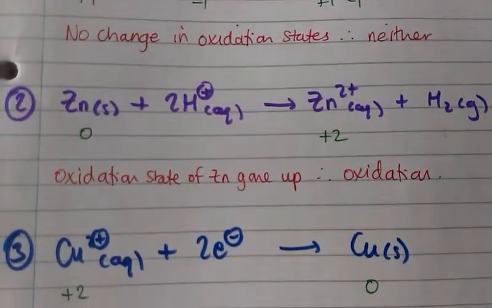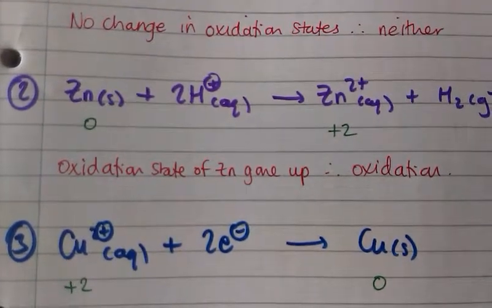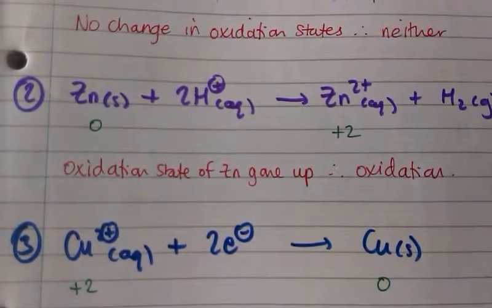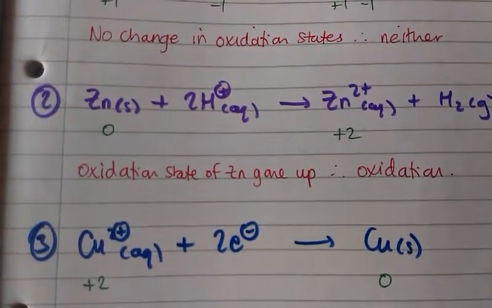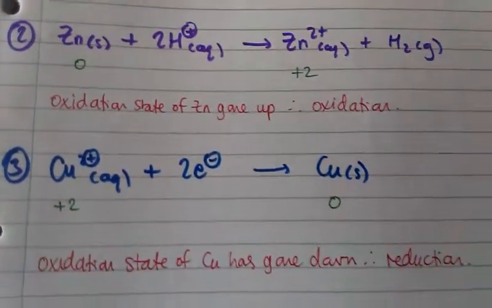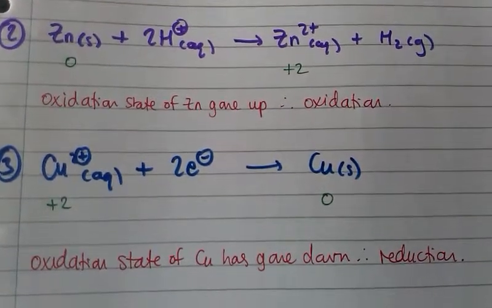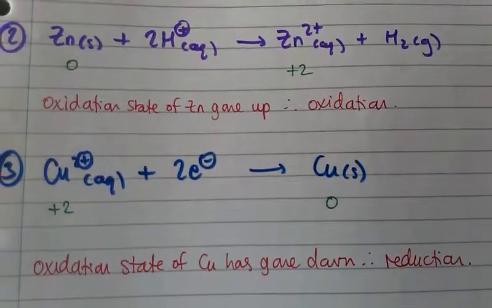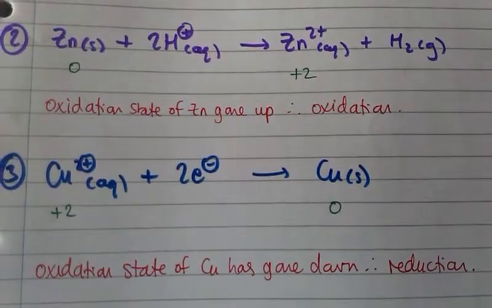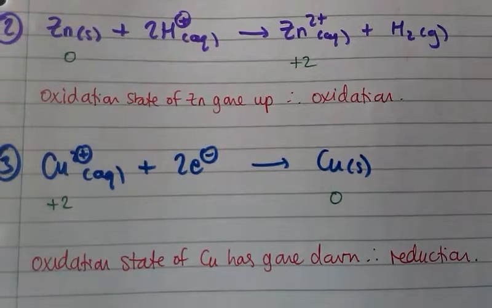Last example, for copper, it starts off with an oxidation state of +2 and then it ends with an oxidation state of 0. So in this case the oxidation state of copper has gone down, and so reduction has occurred. And so we also know it's reduction because the copper 2+ has gained 2 electrons.